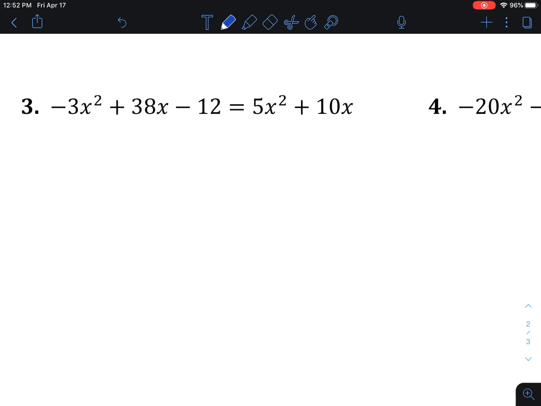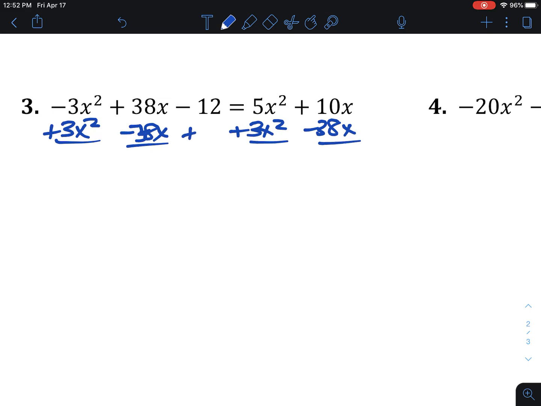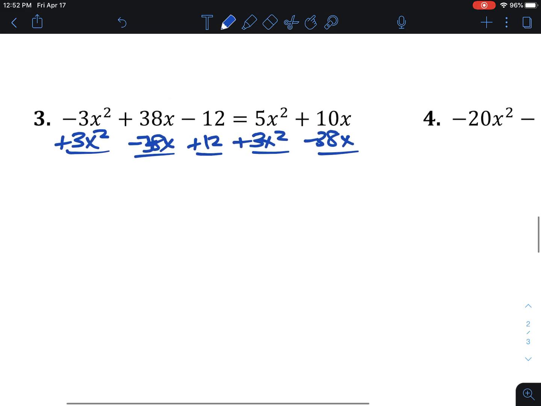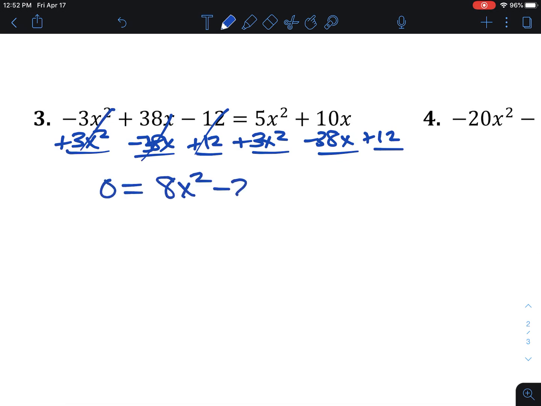We've got to get it equal to 0, so we're going to move things around here to get it equal to 0. You can do things in a different order, but I'm going to move the negative pieces. That way I can get all positives. I'm going to move these over here, move the 38x over here, and then move the 12. Plus 12, plus 12. That way the whole left side is gone. That means it's 0. You get 8x squared minus 28x plus 12.